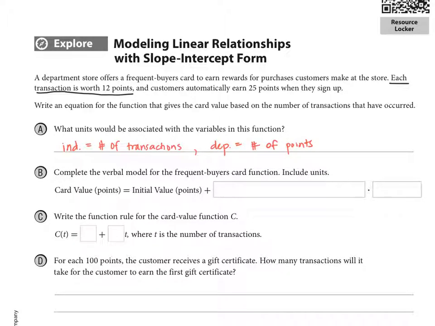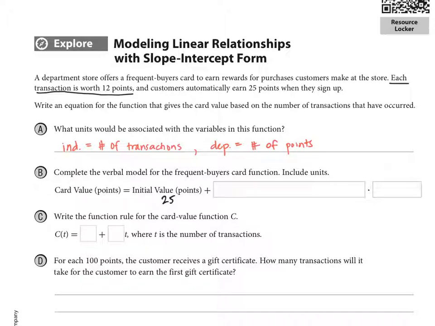Okay, so part B, we're going to complete the verbal model, or just write it in words for this function. So the card value, and that's going to be in points, is going to equal the initial value in points, and we're going to add something to this. The initial value is the 25, right? So let's make sure we got our numbers straight here, just so we can align this with the problem in the beginning. So now we need to calculate how many points are earned from each transaction.